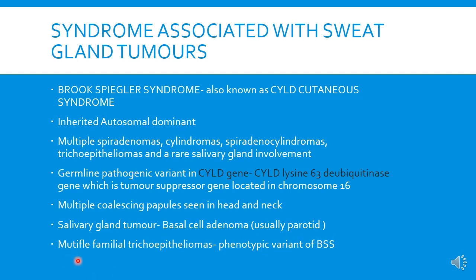There is an entity, multiple familial trichoepitheliomas, which is a phenotypic variant of Brooke-Spiegler syndrome, which is associated with multiple trichoepitheliomas, as the name suggests. So, with this, we come to the end of this discussion regarding eccrine and apocrine tumors.